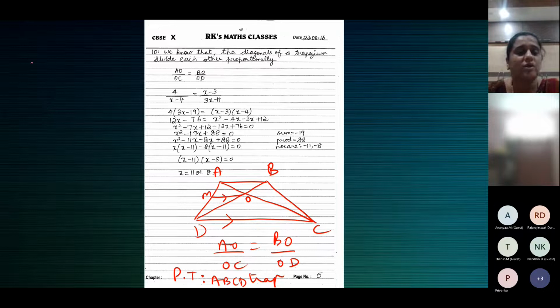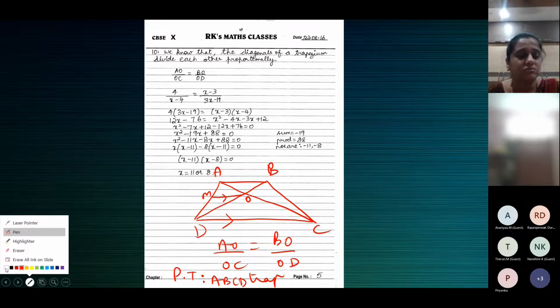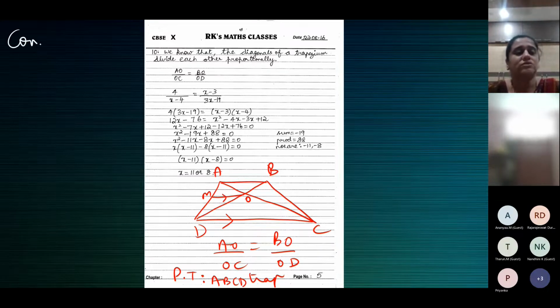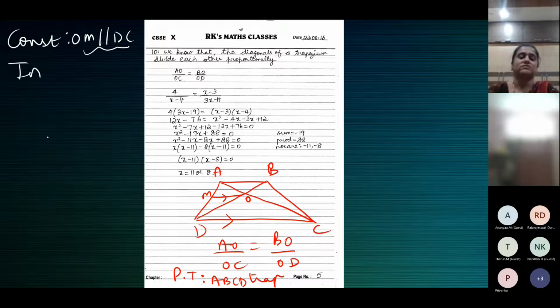Now take up that triangle. According to your construction, you have OM parallel to DC. Now, which triangle will you take for BPT if OM is parallel to DC? ADC. In triangle ADC, because MO is parallel to DC, see, this is the ADC.